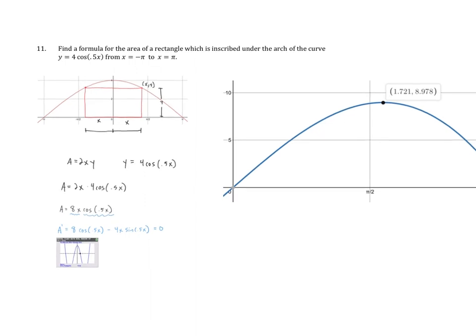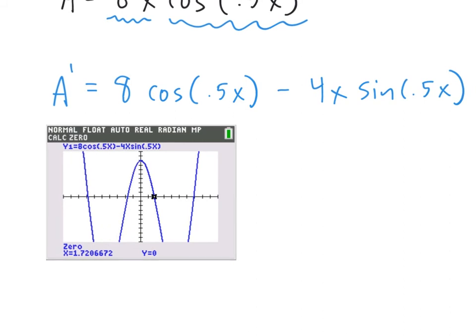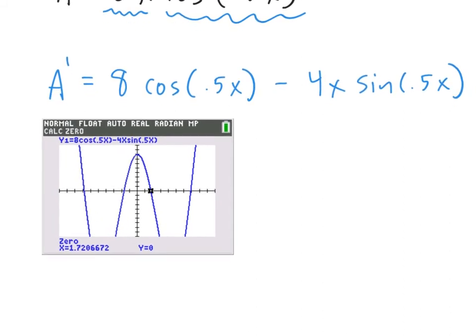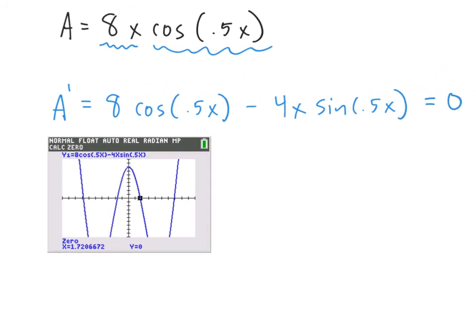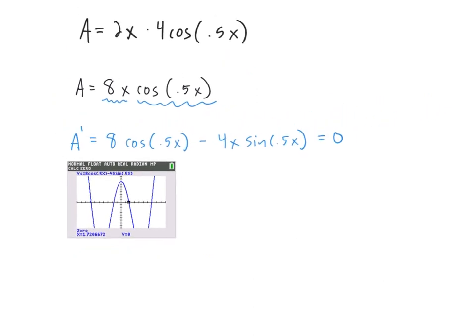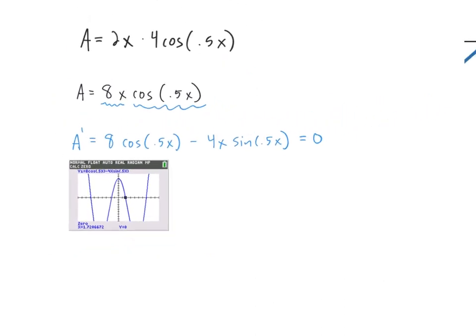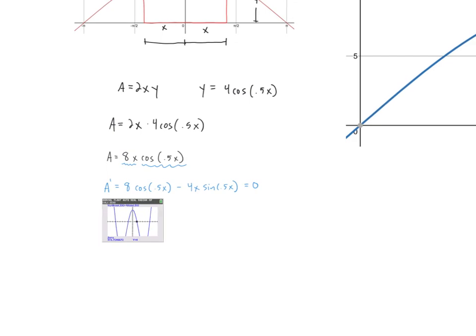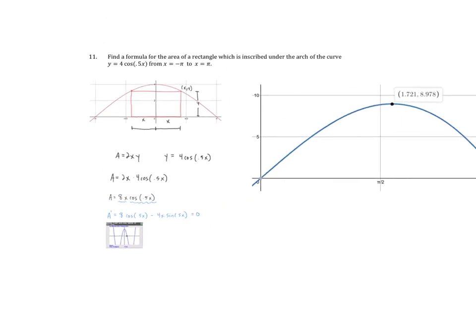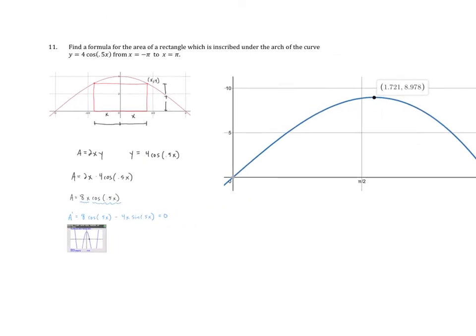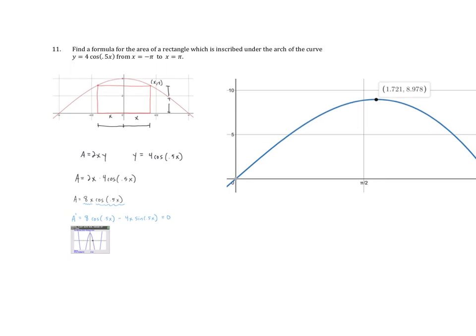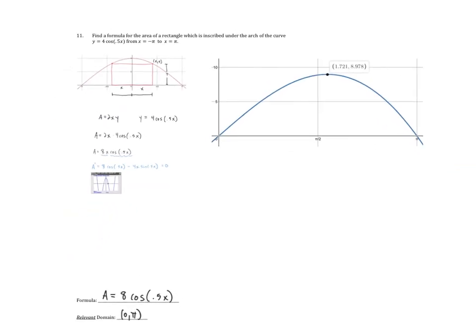So the zero of the derivative, this is the derivative that I graphed. So that's the zero at 1.72, whatever. So yeah, that's one of the critical values. And we can see at that critical value there was an absolute max on this interval.